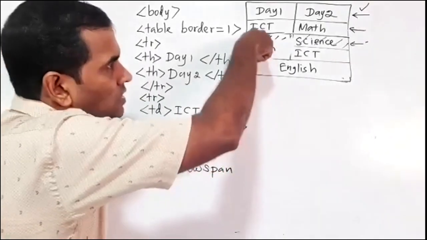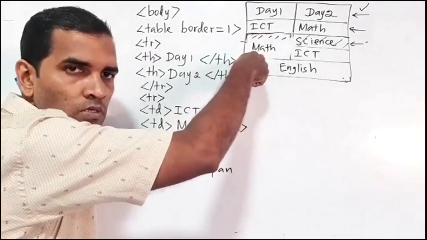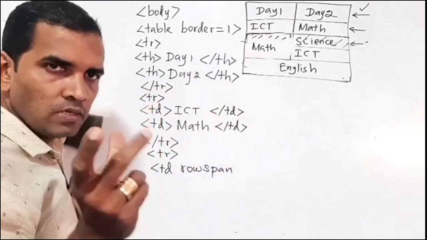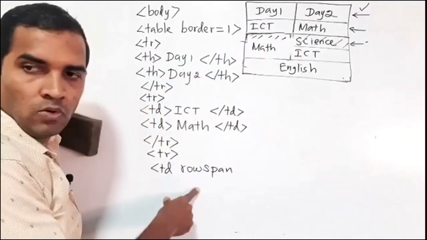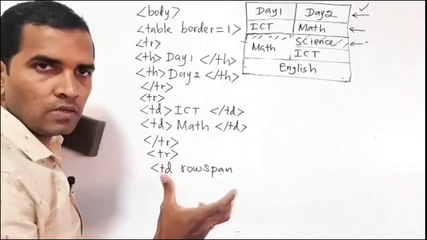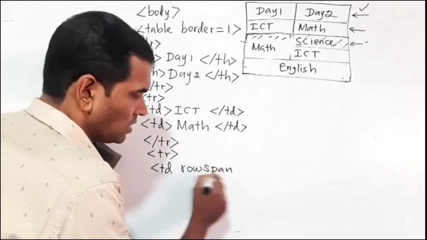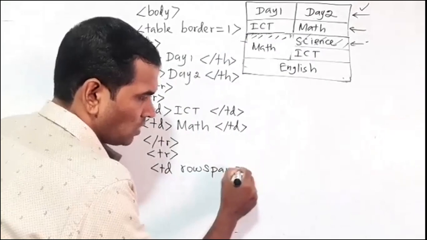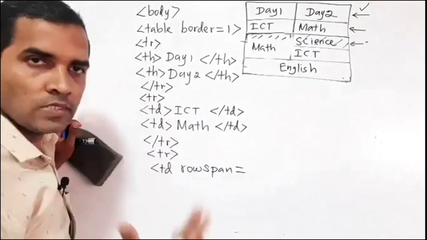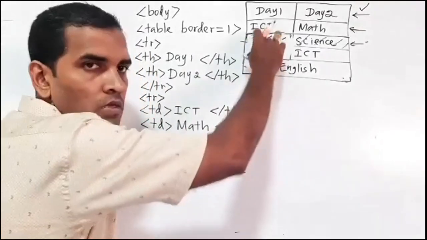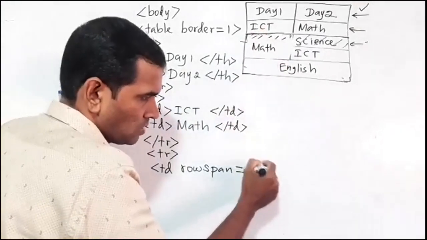So this is in the third row, and this is in the fourth row. So we are joining two rows, right? That's why TD rowspan. We are spanning the row, equal, because it's an attribute. How many rows? How many cells are merged? Two cells. So number 2. Close the bracket.